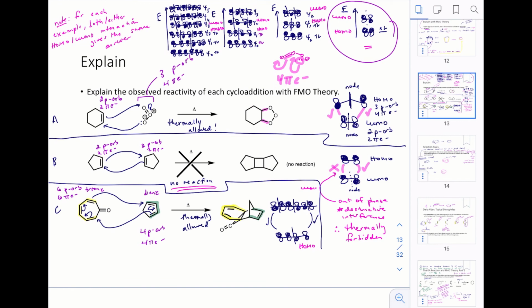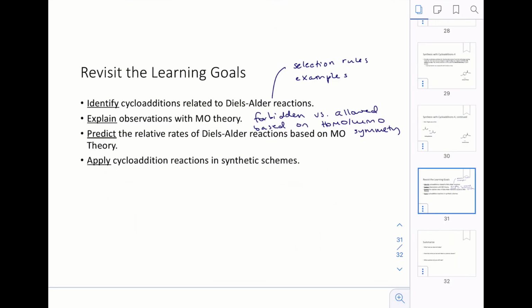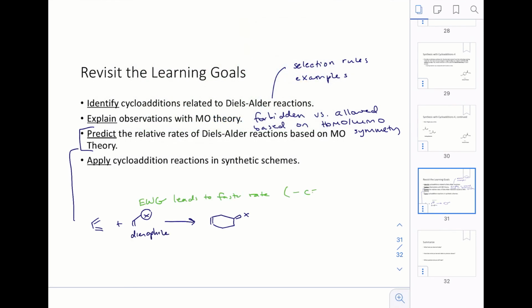All right, that was also here. And now we just accomplished this third goal, which is to predict the relative rates of Diels-Alder reactions based on FMO theory. So we learned there will be a faster rate of Diels-Alder reaction when X is an electron withdrawing group. So for example, if X was a nitrile, it would react faster than if it were hydrogen, which is not an electron withdrawing group.